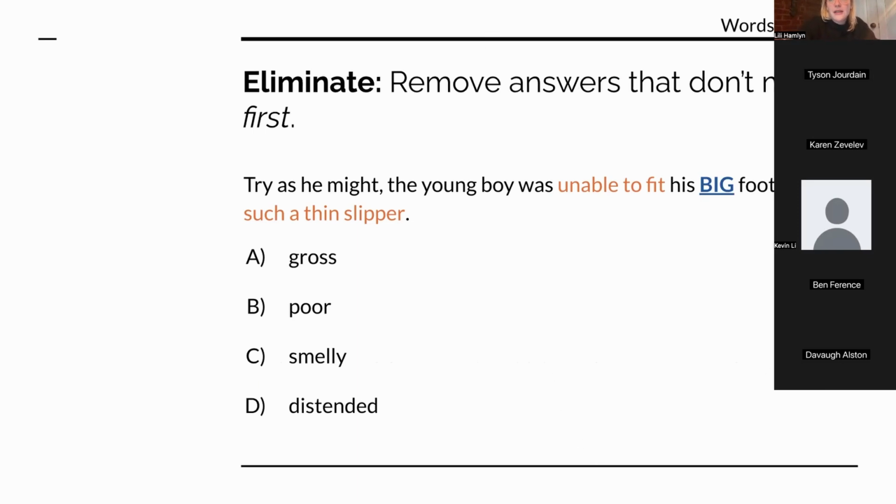So in this case, we can see quite clearly, we know that the word needs to mean big, and neither gross, poor, nor smelly mean big, right? So we would go for distended. Does anyone here not know what distended means? You can use the raise hand function in the chat.